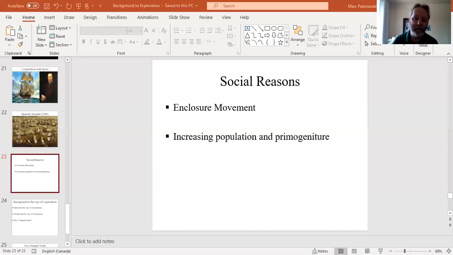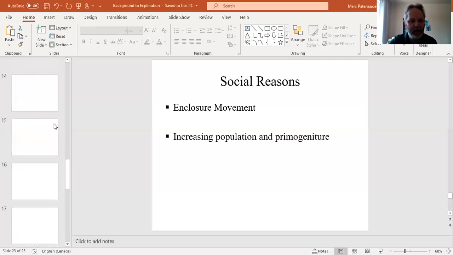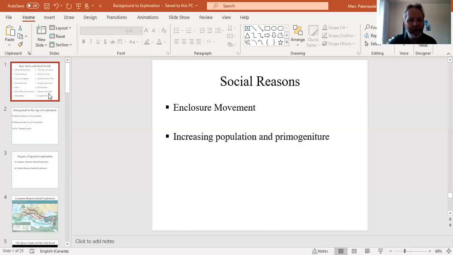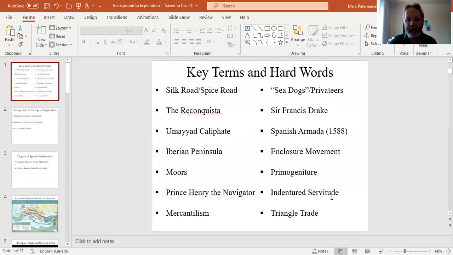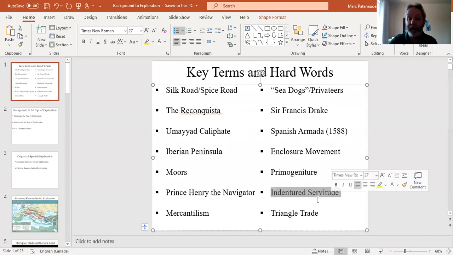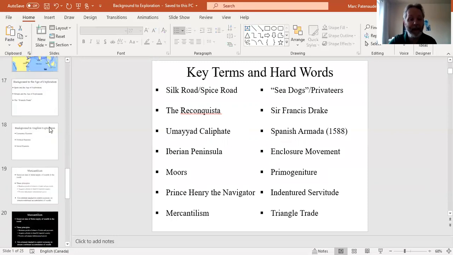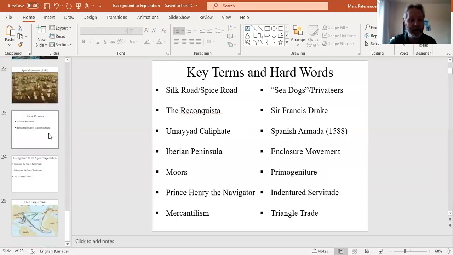Indentured servitude. So this is a system of labor known as indentured servitude.